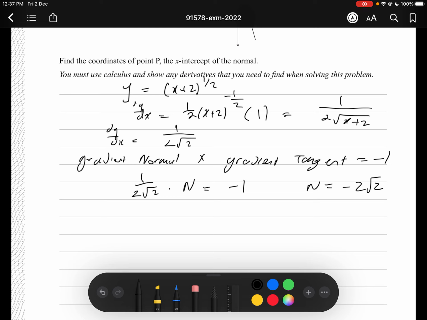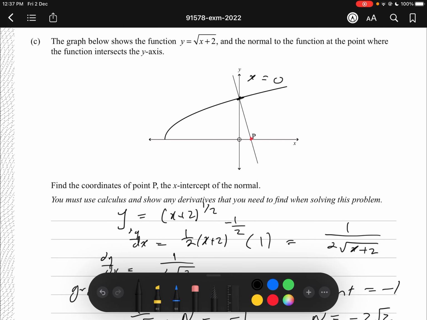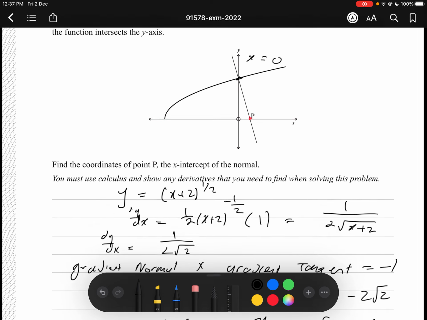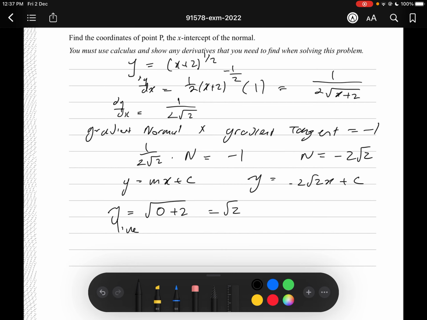The general equation for a line is y equals mx plus c. And we know that m is -2 root 2. So y equals -2 root 2 x plus c. And we know that the line will pass through the point where x equals 0, a point on the graph. So we're going to substitute x equals 0 into the equation of the curve. So we have y equals square root of 0 plus 2, which is root 2. So we know that the line passes through the point (0, root 2).